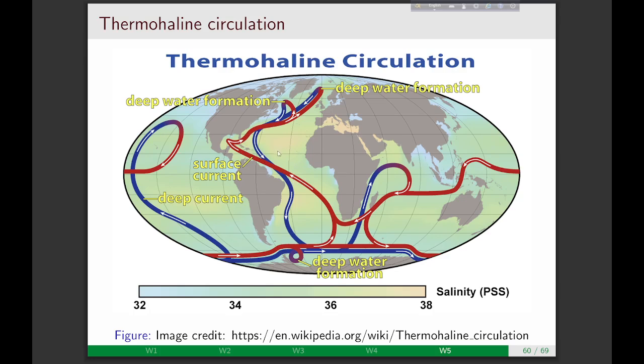So weakening of this circulation would denote cooling of this region, and strengthening of this circulation will denote warming of this region. That's why the circulation of the Atlantic region determines the climate of a vast portion of the world. This is connected to North America, this is connected to Europe, even this is connected to South America and African regions.